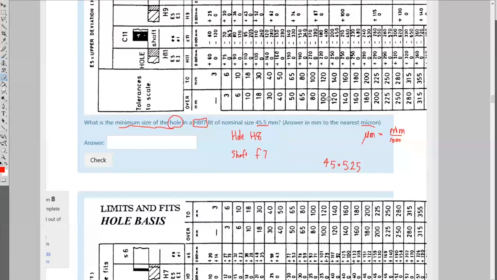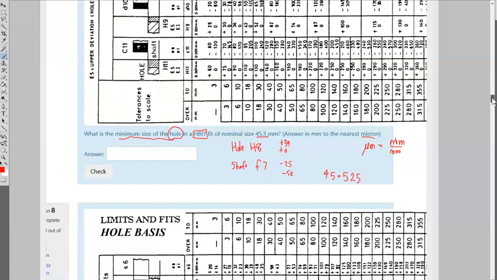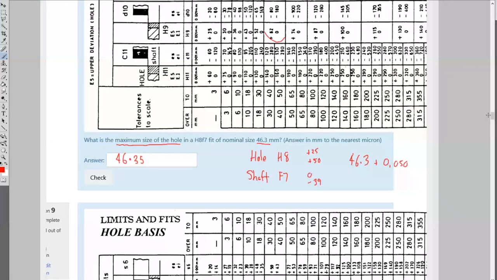Shaft is minus 25 and minus 50. So that's this one here. Minus 25, minus 50, and this is hole plus nothing to plus 39. Notice the shaft is under and the hole is over, so we have a loose fit. So that's what I should have written here. So the shaft is minus 25 to minus 50, and the hole is plus nothing to plus 39.